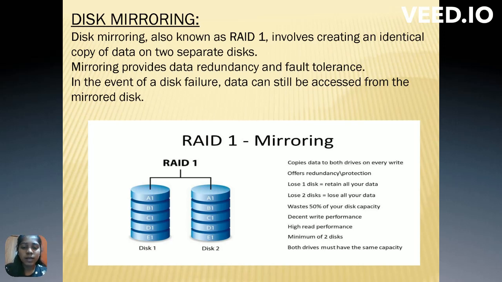Then RAID 1, as shown here in this video, copies data to both drives on every write and offers redundancy or protection. Lose one disk and you retain all your data; lose two disks and you lose all your data. It wastes 50% of your disk capacity, has decent write performance and high read performance, requires a minimum of two disks, and both drives must have the same capacity.